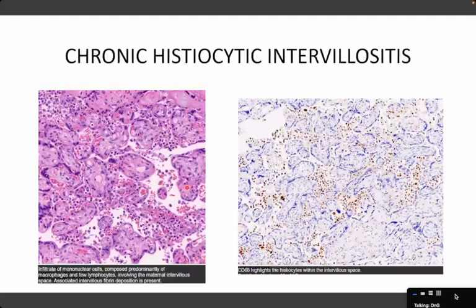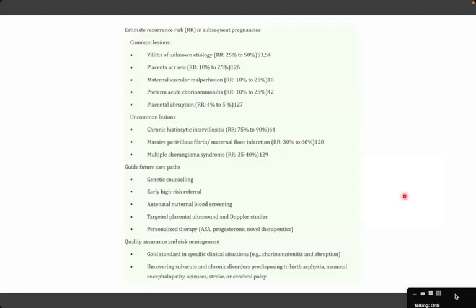So this is an example of a chronic histiocytic intervillositis, as opposed to the villitis that we just saw. You can see that these blue cells, the inflammatory cells, are in the intervillus space. And this is a CD68 stain, which highlights that these are histiocytes. Looking at the recurrence rate of a chronic intervillositis, 75 to 90%, so a very high recurrence rate.